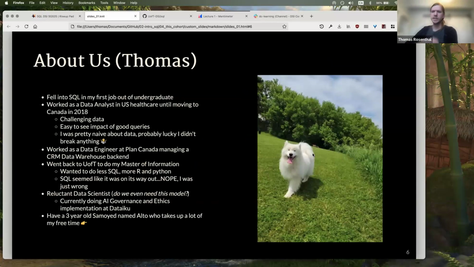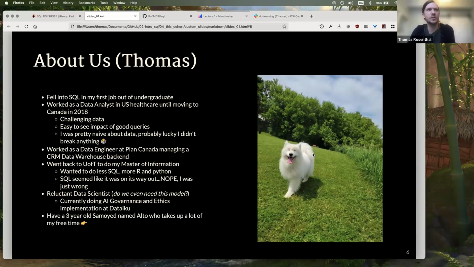I'm Thomas. I always forget to introduce myself. I'm here in Hamilton. I think a fair number of you being U of T are likely nearby. Sometimes for the rest of the cohorts, they're all over the place, so it's nice to have people possibly nearby. My first SQL job was out of my undergrad, quite a while ago at this point. Since then I have done a lot of different data work. I worked as what used to be called a data analyst, in the US doing healthcare work until I moved to Canada in 2018.